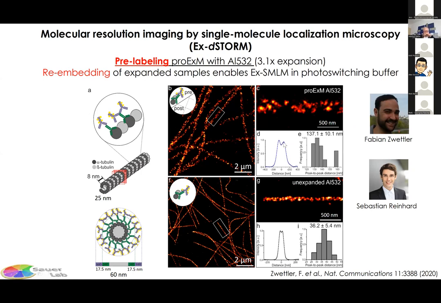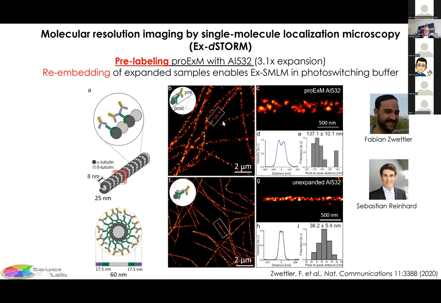So here, in the lower part, you see microtubules labeled by Alexa 532 and dSTORM imaging, immunolabeling. And if you do cross-sectional profiles here, you see that there is a dip in the structure. That means the resolution is quite good. And the peak-to-peak distance here is about 36.2 nanometers.